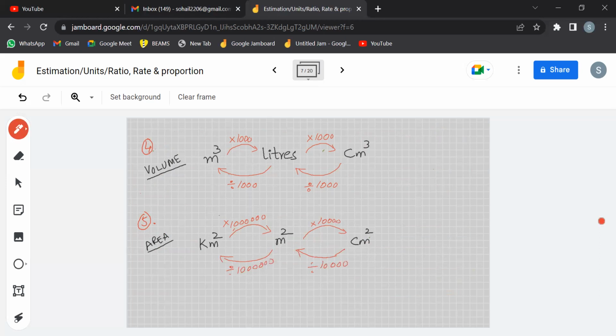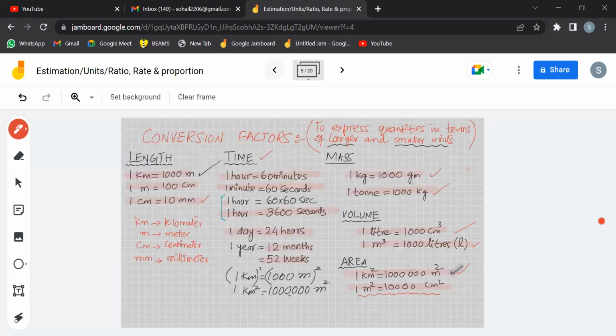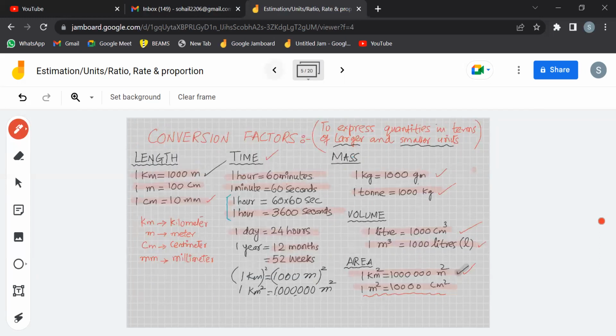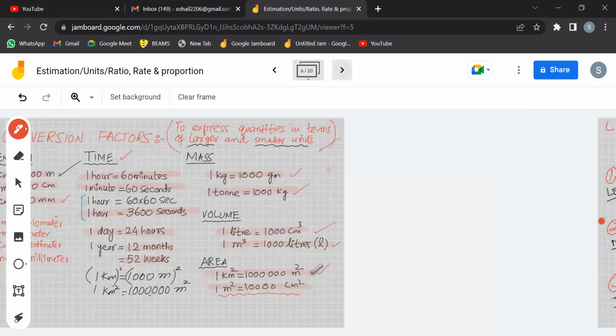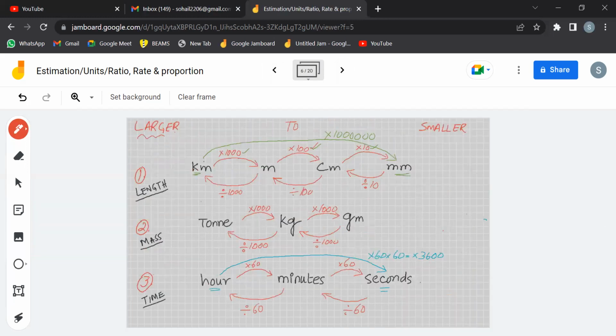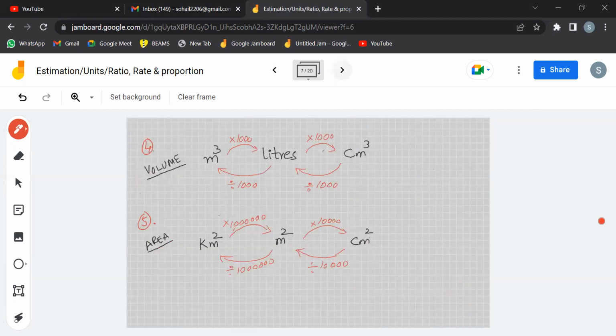So this is how you can express quantities in terms of larger and smaller units. Just keep in mind the pattern: from larger to smaller, from left to right. From right to left, it is from smaller to larger. So from smaller to larger, divide, and from larger to smaller, you multiply. So let us do questions here.